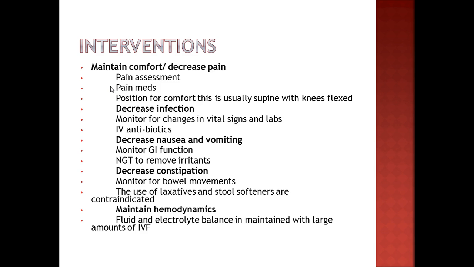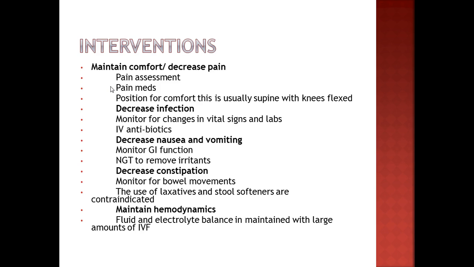this patient. Position of comfort is usually supine with the knees flexed to decrease the angle of the pulling on the abdomen. Decrease infection: we would monitor for any changes in the vital signs and in the labs, and we would potentially be giving IV antibiotics. Decrease in nausea and vomiting: we're going to want to monitor the GI function, maybe give them antiemetics, potentially an NG tube. And decrease constipation: we're going to monitor for bowel movements.